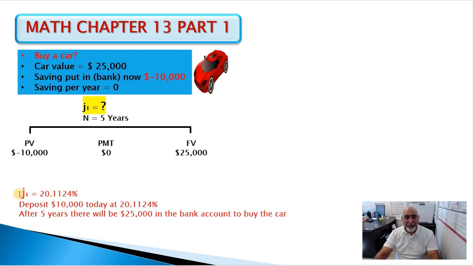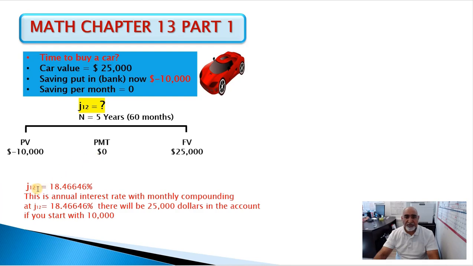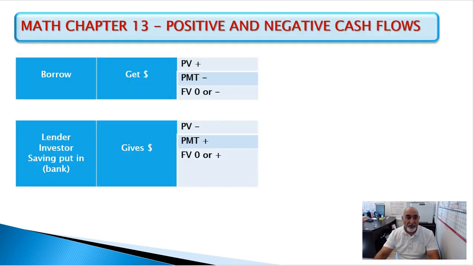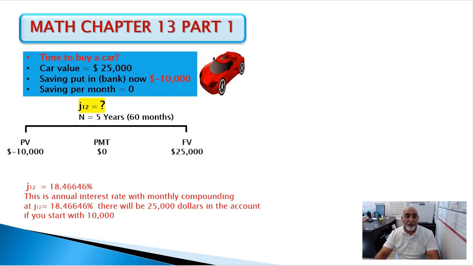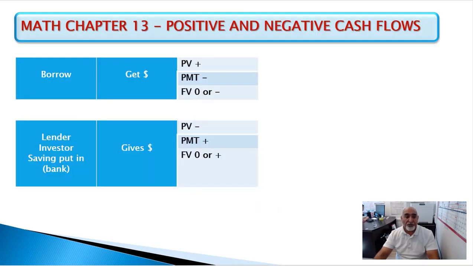That means this J1 of 20 must be the same as J12 of 18. That's what it's coming out to be, that it must be the same. So next chapter, we're just going to get into figuring out what these interest rates, those 12 and the 1 for the compounding period, are all about. So this chapter is all about getting used to the calculator. Okay, let's do a few more questions.